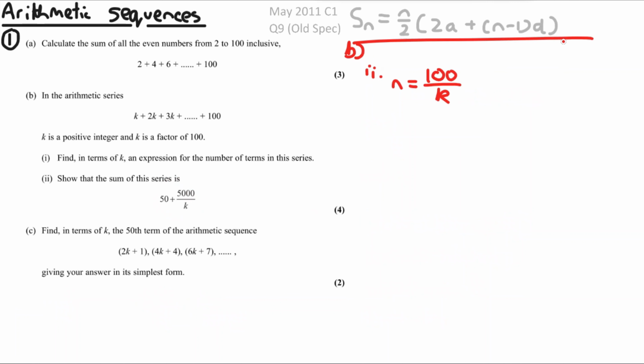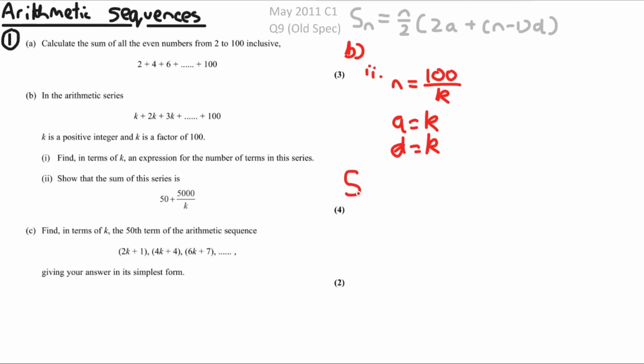So therefore we need to use Sn up here and sub in the values of n, a and d. We know that n is equal to 100 over k, because we figured out before it's the number of terms in the series. We also figured out before that the first term a is equal to k and d is also equal to k. So we're going to sub these values into Sn.